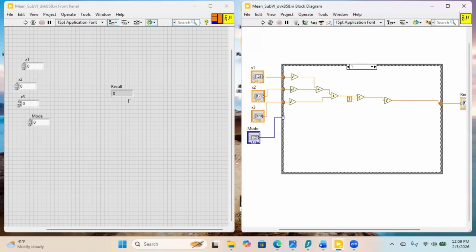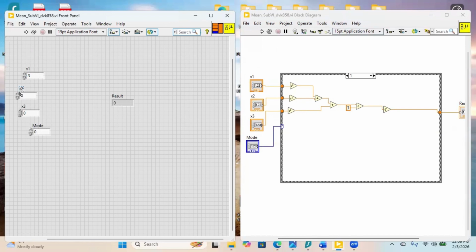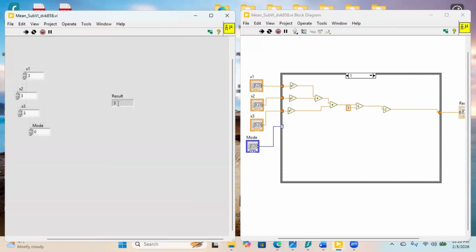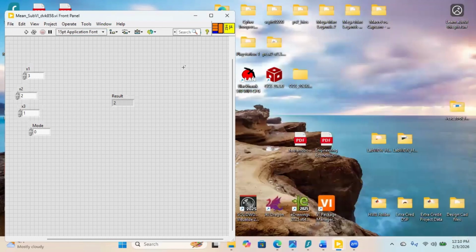Then Part B, the main VI. So yeah, this is my front panel, and this is the block diagram. Okay, we can test it. 1, 2, 3. Hit run, displays 3. And if it is in mode 1, you can go 1, 2, 3 to the other one. Right, exit out of that one.